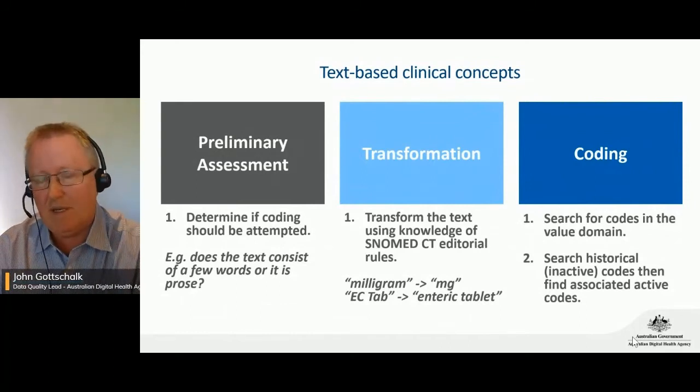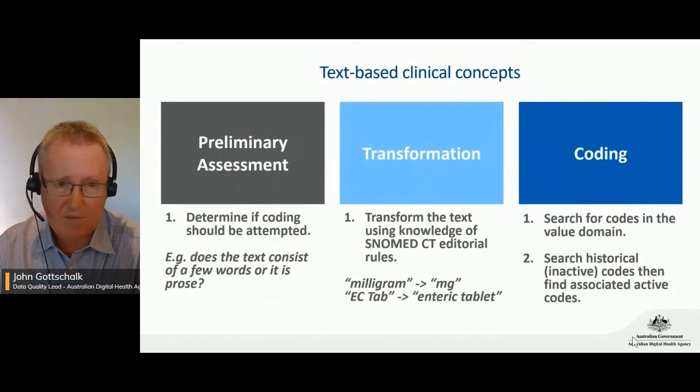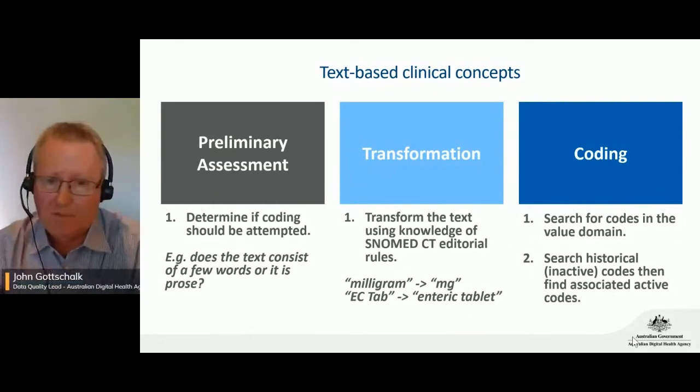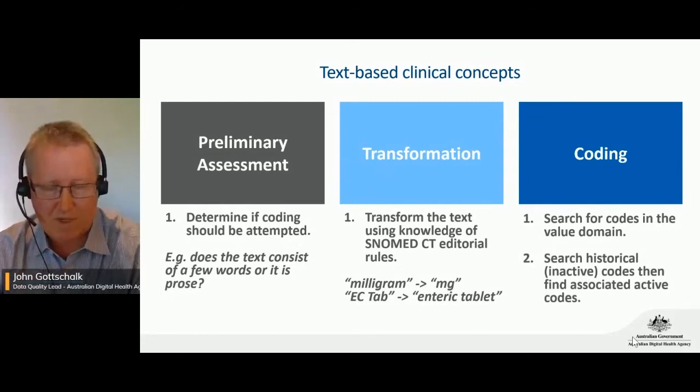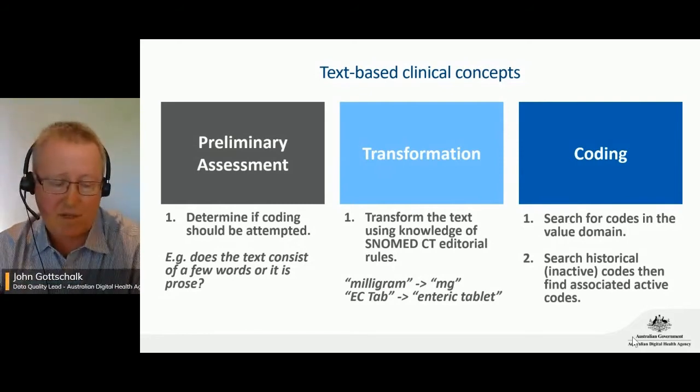So we use those editorial rules to map the text to a format where the Onto server, the terminology server, would be more likely to find a code. And we did other transformations as well. Then once we got the transformed text, we would send that across to the terminology server and ask it for codes in the applicable value domain. We would also allow it to search for historical inactive codes as well.